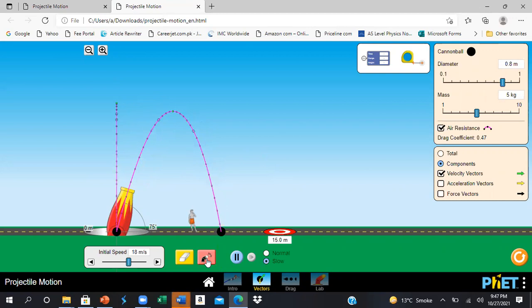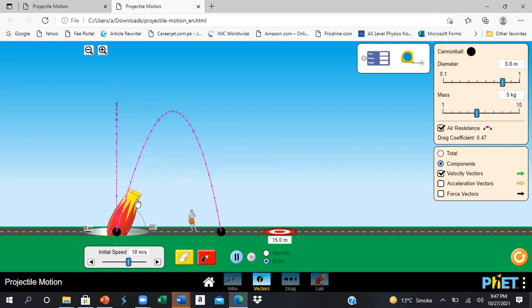These two green arrows represent two components of the velocity. The component along the horizontal axis is the horizontal component, and you can see that its length remains the same. The component in the vertical direction is the vertical component of velocity, and see its value changes. At the highest point, it is 0. Its direction is turned down and its value is increasing.